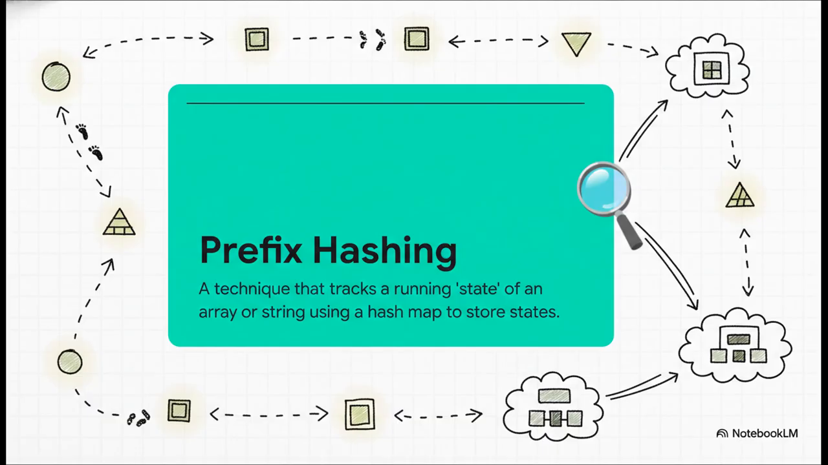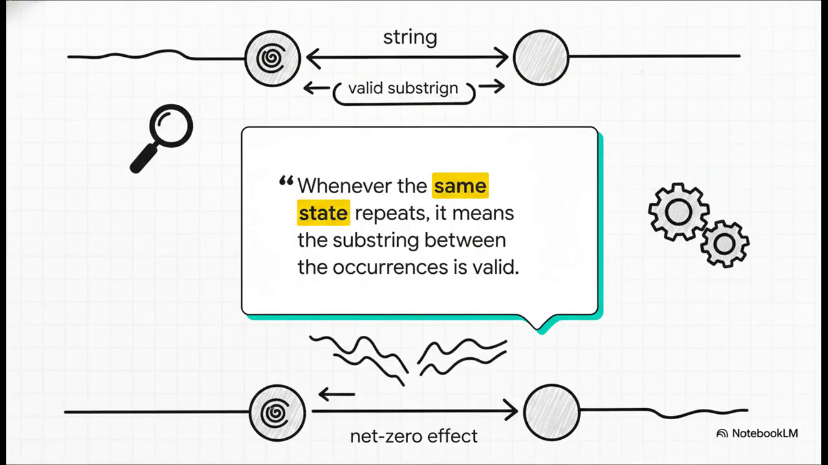At its core, prefix hashing is all about keeping track of a cumulative state as you move through your data. Imagine you're just walking along a string, one character at a time. At every single step, you calculate a little summary of everything you've seen so far. That summary, that's your state. And you just pop it into a hash map along with where you are. Now, here comes the magic. This is the aha moment.